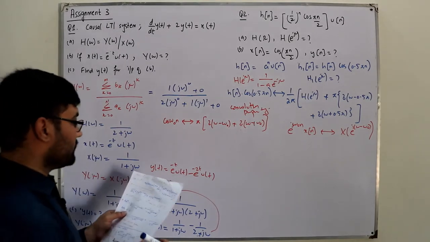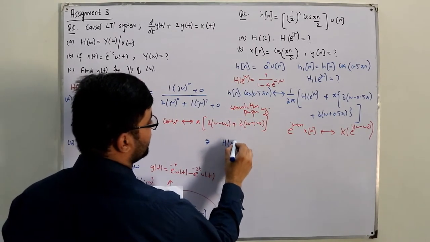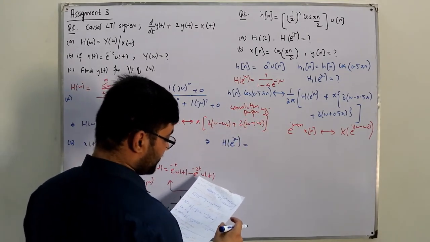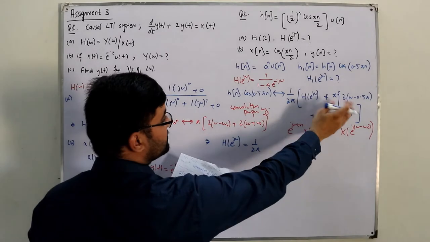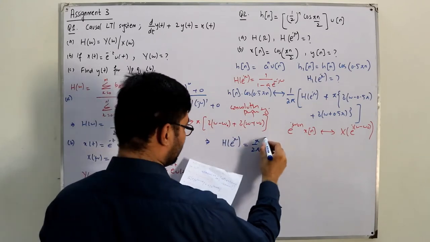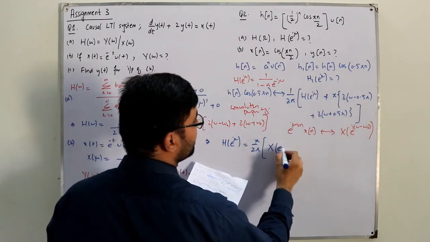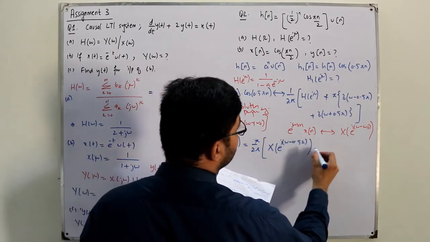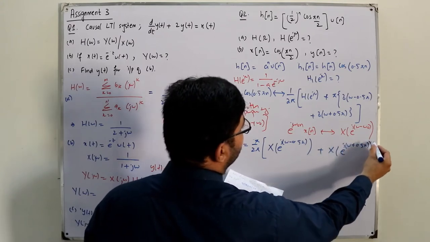So have a look, what would I have? The overall Fourier transform. This would be 1 upon 2 pi. This pi is a constant, so this would come outside of the convolution, of course. So we would have what? An X of this convolved with an impulse would give me X(e^{j(ω−0.5π)}), and then plus, this would give me X(e^{j(ω+0.5π)}).